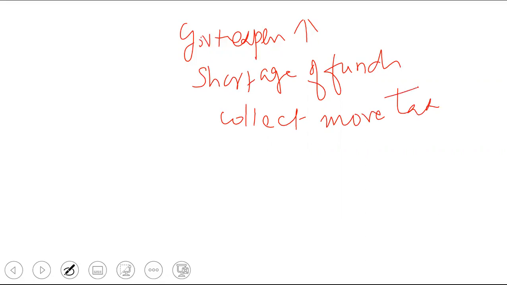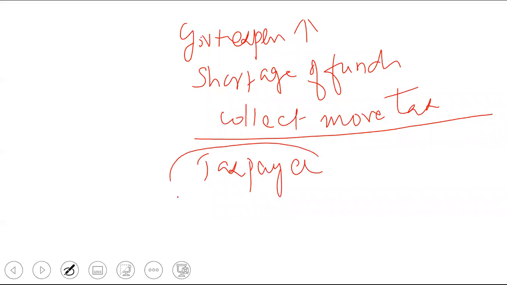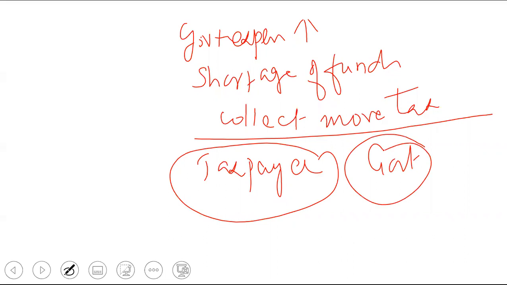Okay. Government and the taxpayer then evaluate the situation. When government is collecting more tax, taxpayer will also be finding out whether it is proper. Government will also be finding out whether they can impose more tax. Both the parties will be inspecting each other. This is known as inspection effect.